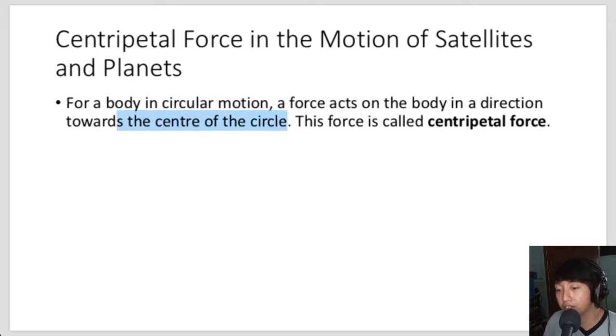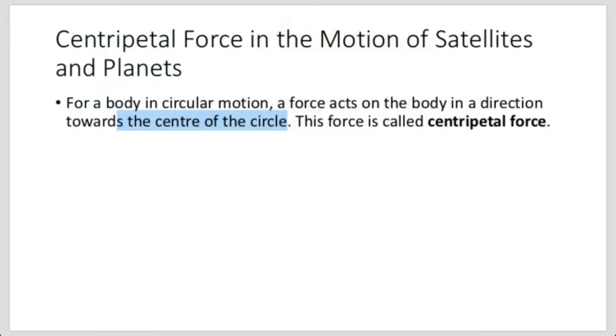Meaning to say, for an object to turn around, to move in a circle, there has to be a force that is pulling it towards the center. Okay? In this case, it's gravity. So we call this force centripetal force. Right? Centripetal force. The opposite of centripetal force would be centrifugal force. Alright? Centripetal force.